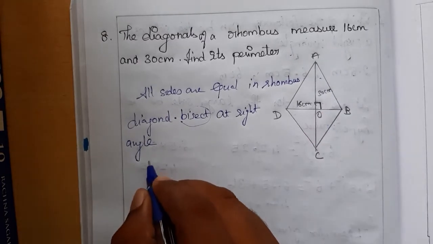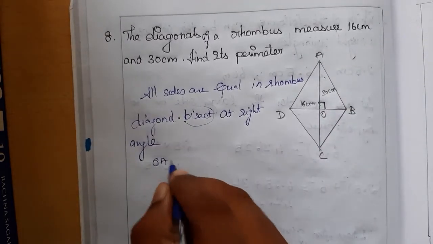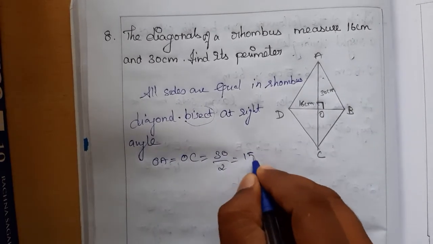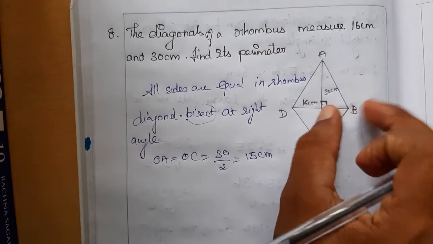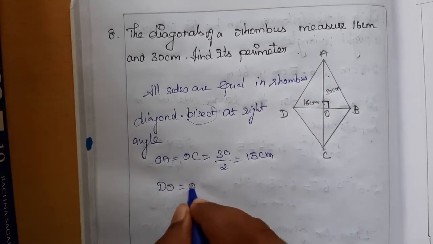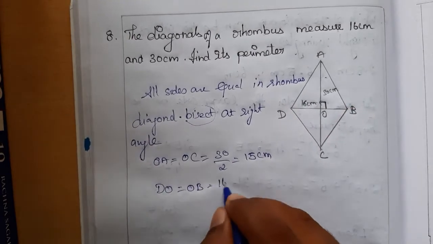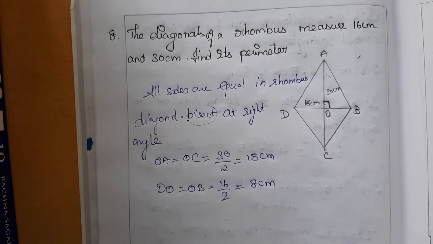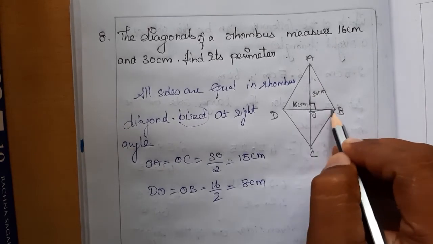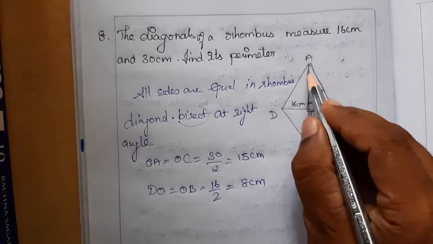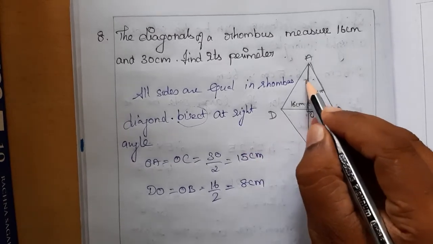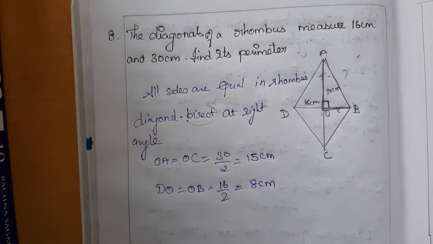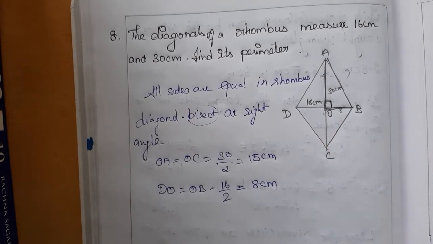So for the diagonal AC, OA will be equal to OC, which will be equal to half of the 30, which is 15 centimeter. The same way, DO and OB will be equal, which is half of the 16. Since it bisects, it will be equal halves, so we will be getting 8 centimeter. So now it forms a right triangle, right? You can check this AOB is a right triangle, and we know that OA is 15 and OB is 8, and we can find this hypotenuse, which is the side of the rhombus. Then we can find the perimeter, right?